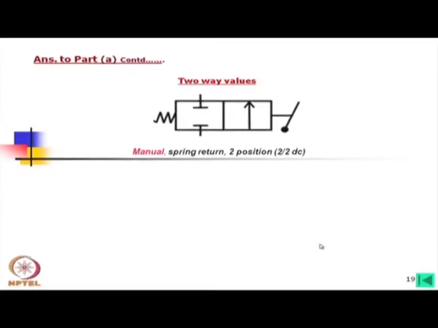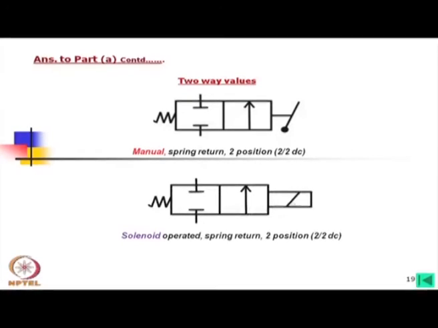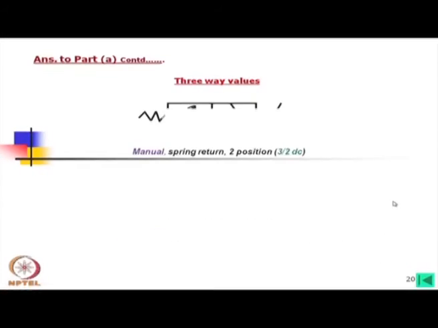Now, 2-way valves. This is a symbol of a 2-way valve. It clearly indicates this is a spring return and manual control 2/2 DC valve. Now, here this is also 2/2, that is a 2-way valve, and it is 2/2 solenoid operated and spring return. Now, 3-way valves. 3-way valves means there are 3 ports.